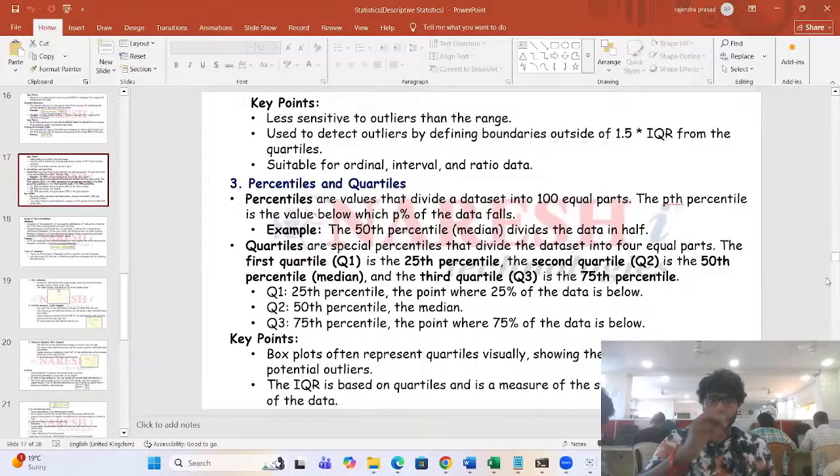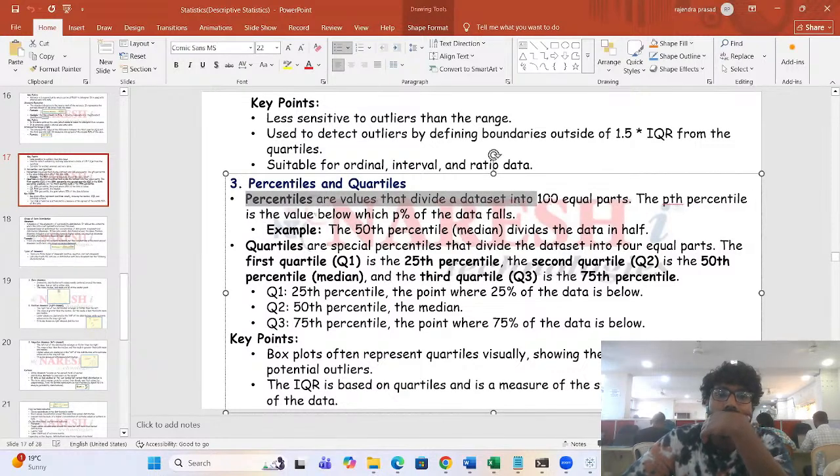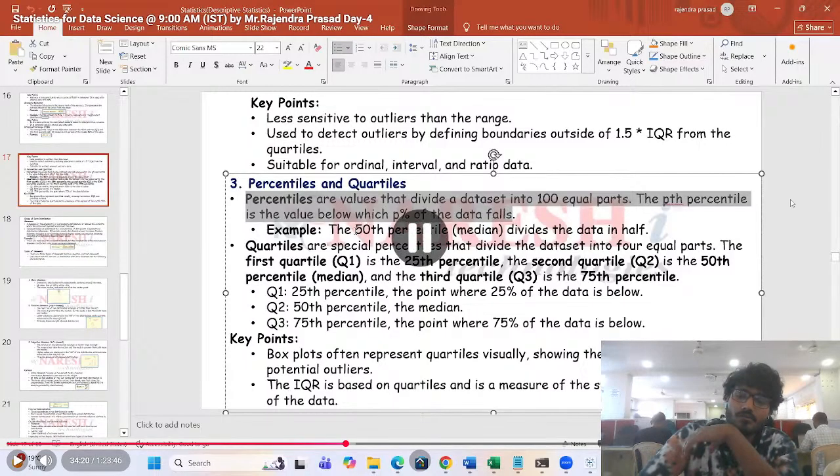Next, we are going to see about percentiles and quantiles. I already explained the same. See, guys, percentiles are the values that divide the data into 100 equal parts. So the pth percentile is a value which is also represented as a p percentage.